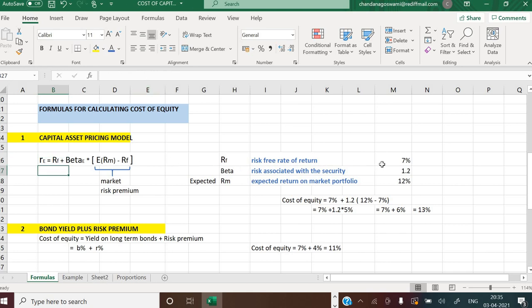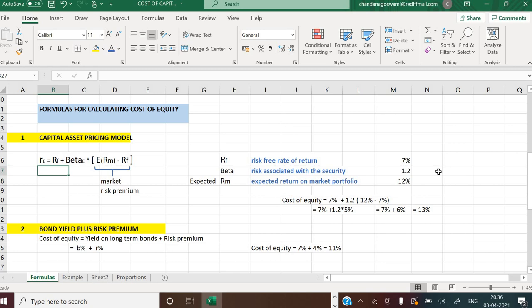So RF is the risk-free rate of return. Suppose it is 7%. Beta is the risk associated with the security. Beta can have values from 0 to up to 2. So anything that is less than 1, having a beta of less than 1, is a non-risky security, and anything that has a beta greater than 1 is supposed to be a risky security. So here we have considered beta to be 1.2.